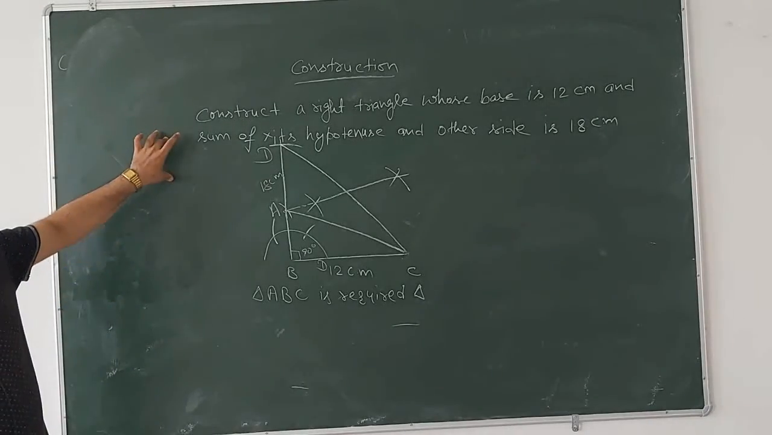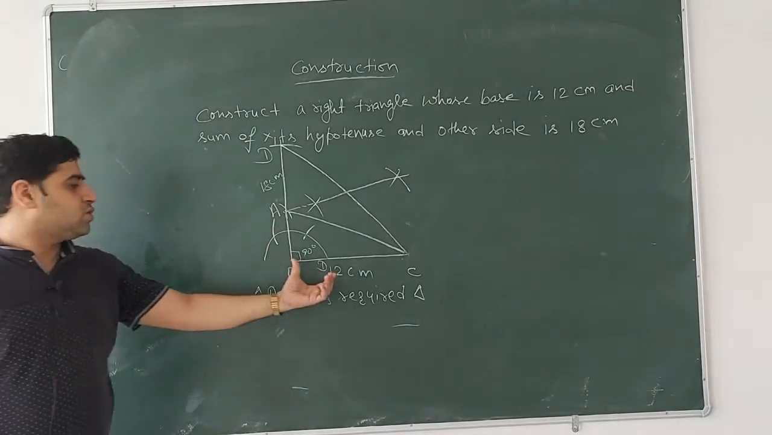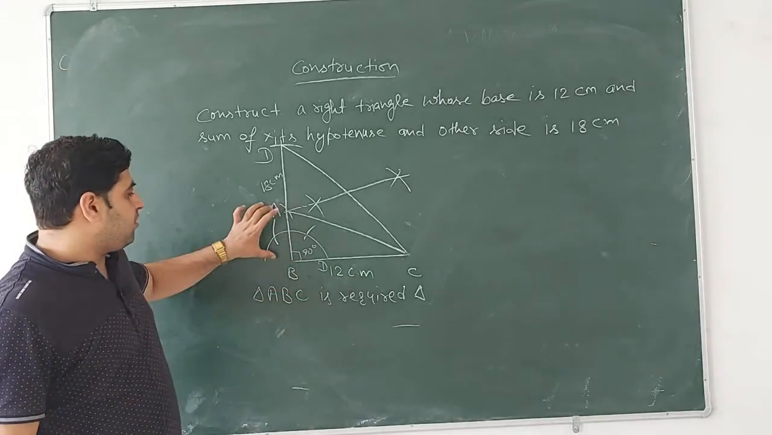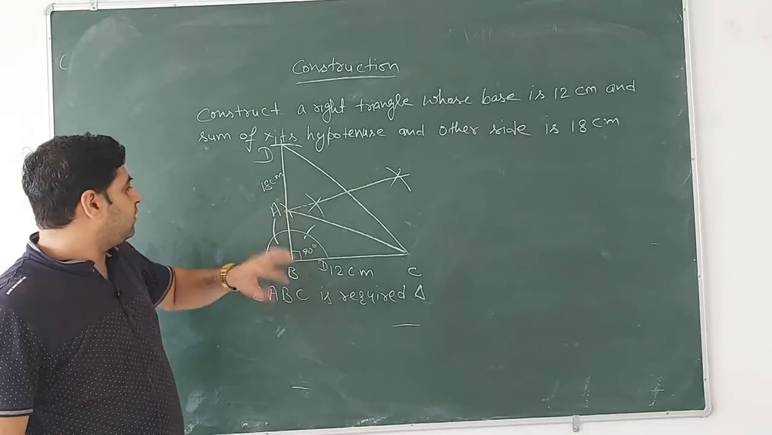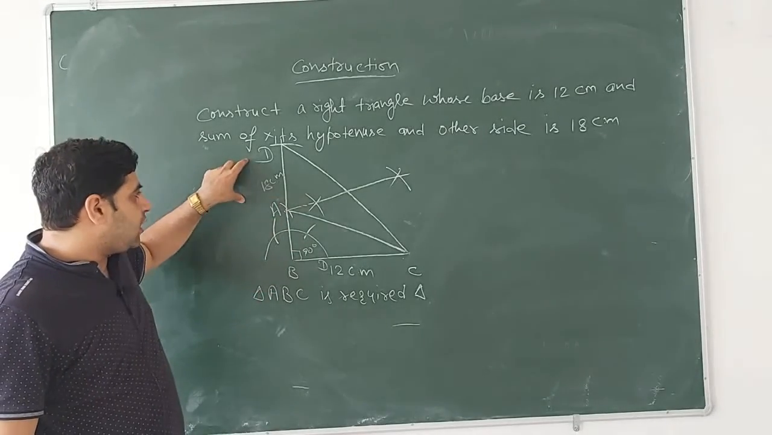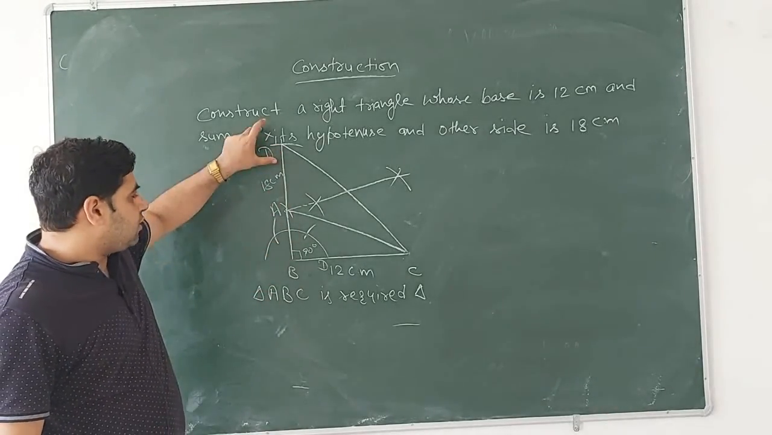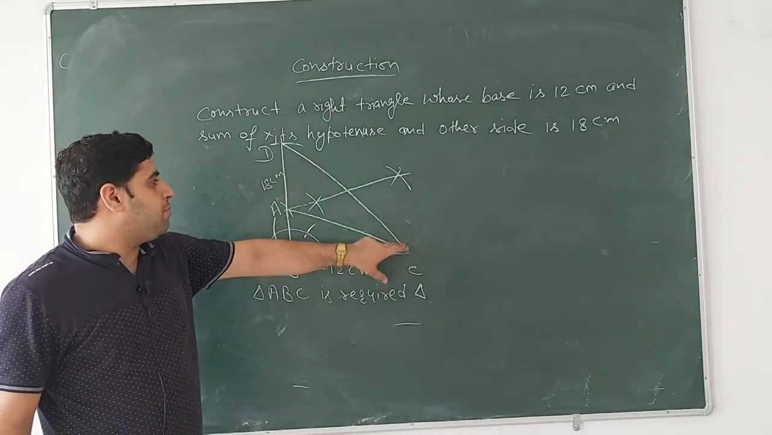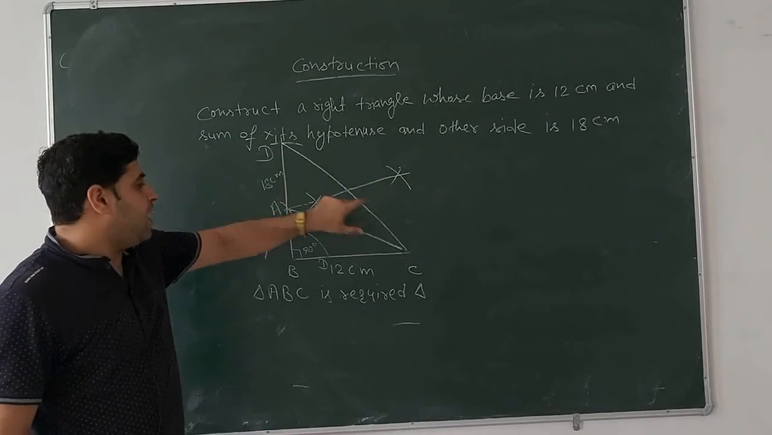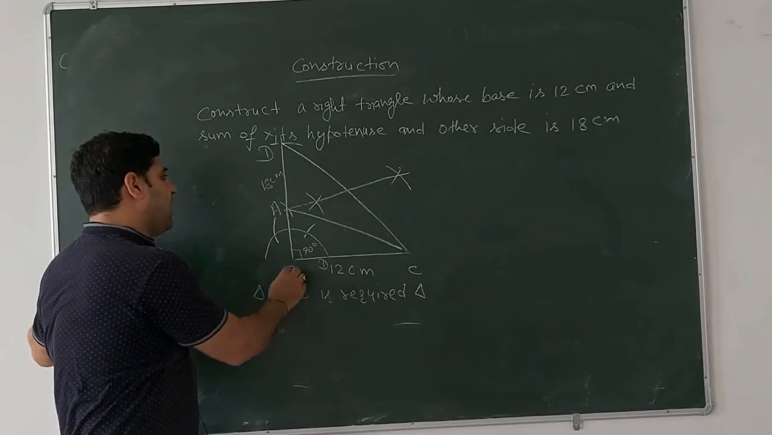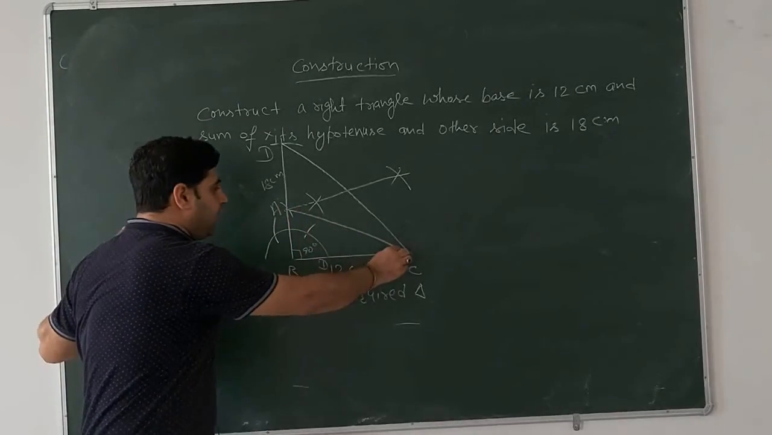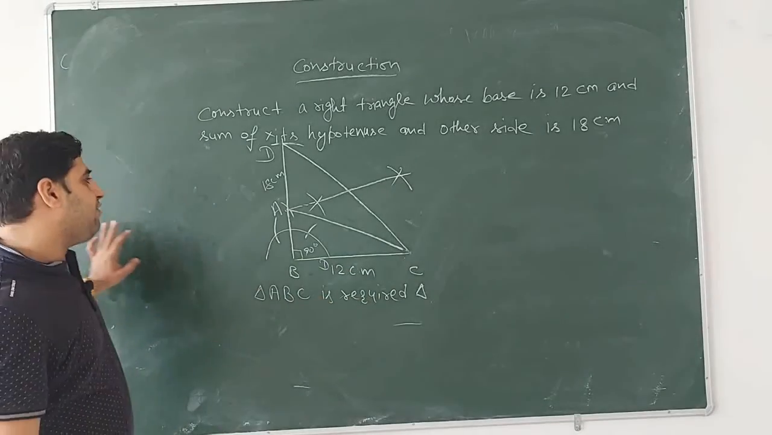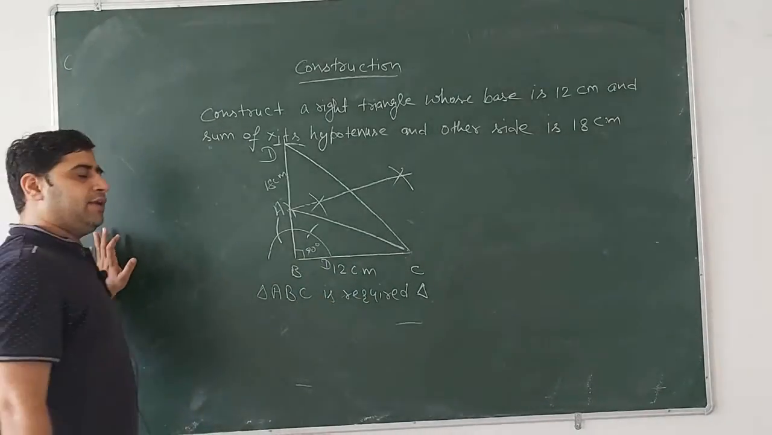Okay, I have repeated it again. Construct a right triangle. So make a line segment of 12 centimeter. Draw an angle of 90 degrees. Then open the compass 18 centimeter. Cut an arc which cuts BX at the point D. So join D to C. Make the perpendicular bisector of D and C which meets this BX line at A. Join A to C. So ABC is the required triangle. So this 11th chapter is completed. Try it.